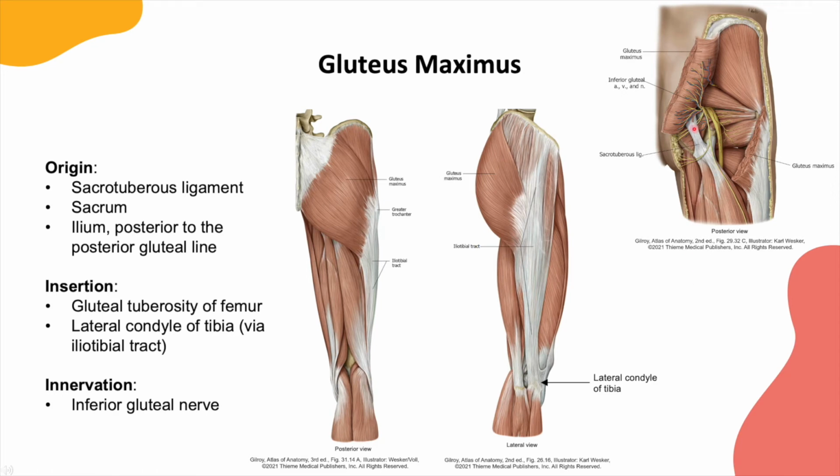Gluteus maximus originates on the sacrotuberous ligament, the sacrum, and the ilium posterior to the posterior gluteal line. Gluteus maximus travels distally and laterally to insert on the gluteal tuberosity of the femur. Additionally, gluteus maximus meets and travels with the iliotibial tract to insert on the lateral condyle of the tibia. The inferior gluteal nerve and artery supply innervation and blood, respectively, to gluteus maximus.